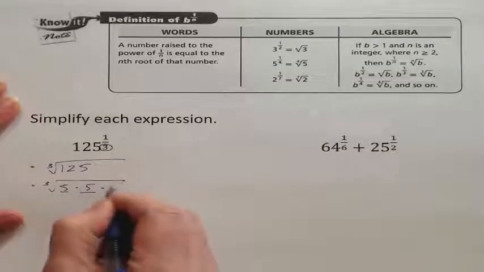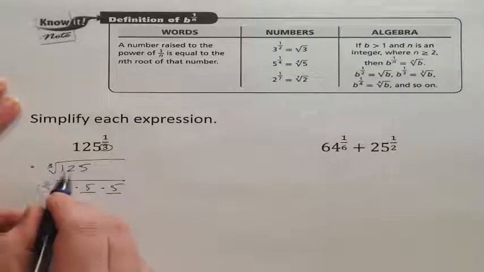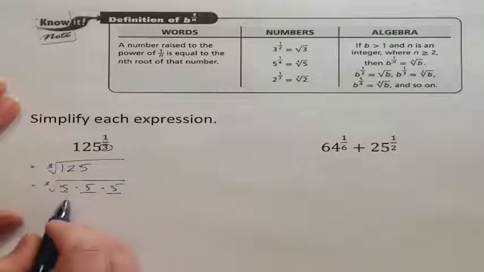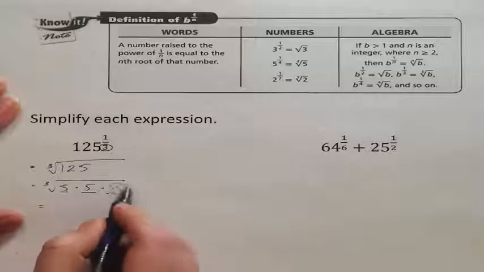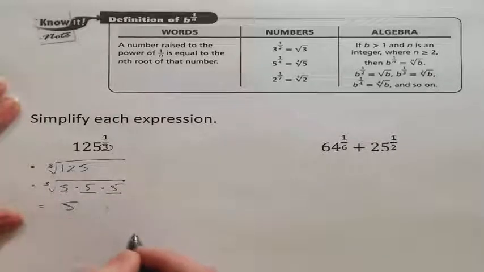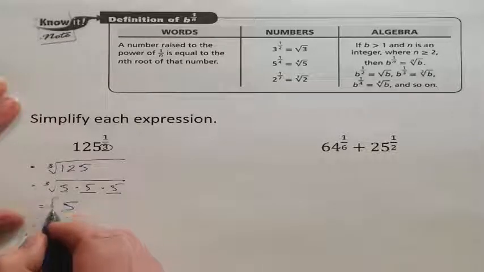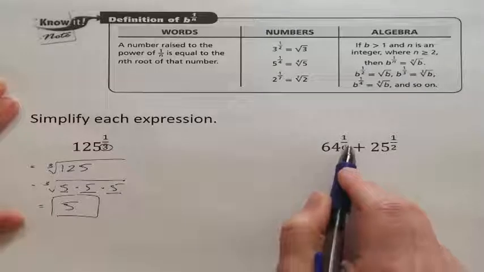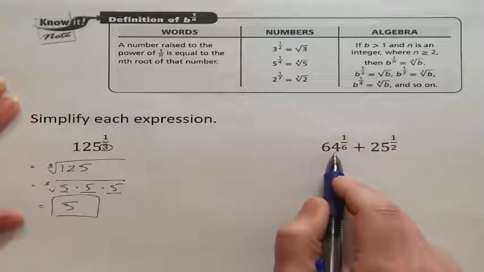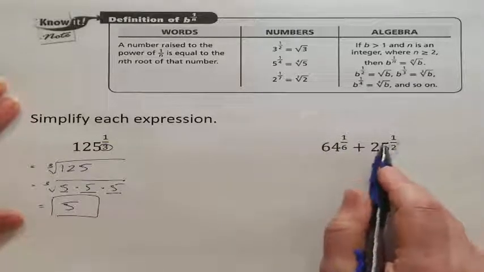5 was multiplied together 3 times to give me 125. So my question is, what one number did I put into each of these? 5. So the answer to all of this is 5. You're looking for the one number that you put in each of these spaces. So you're done. Let's go ahead and do the second example. I can see that I'm supposed to take this problem and then add it to whatever the answer to this problem is.